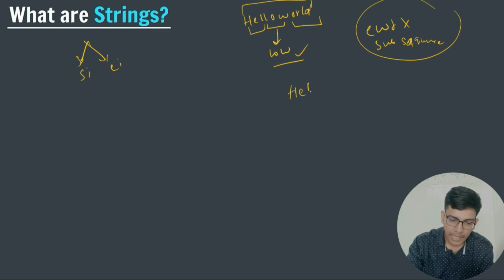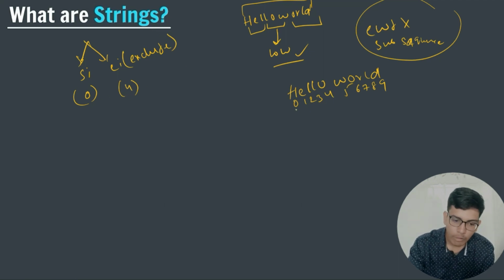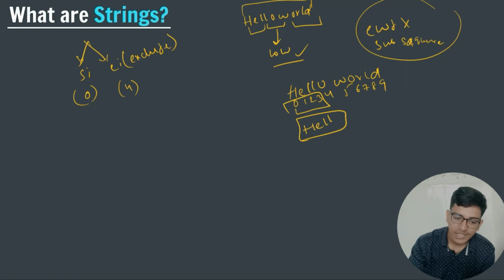Suppose I am taking the "hello world" example, HELLO. Our indexing starts from 0, right? 0 1 2 3 4 5 6 7 8 9. So if I want to print the elements present from 0 to 4, remember one thing: the ending index is excluded, so we don't include the ending index. If I give starting index 0 and ending index 4, then I will print from 0 to 3. So I will print HELL to my user, right? This is a substring. This is the concept of substring.